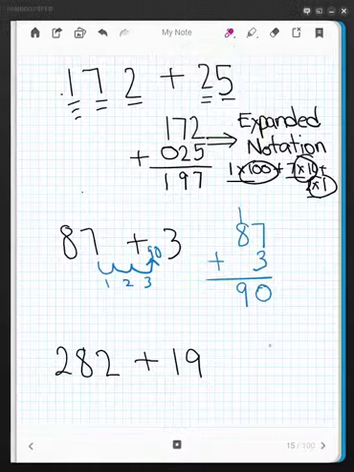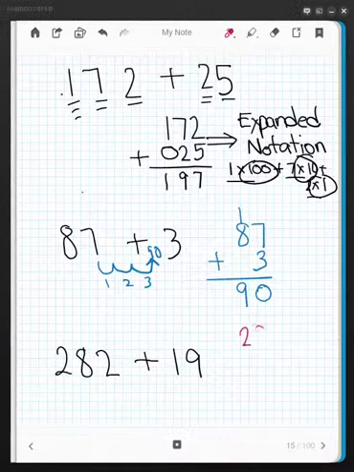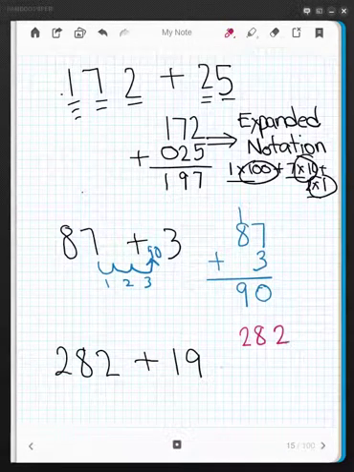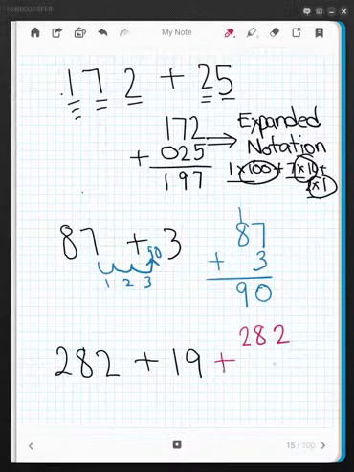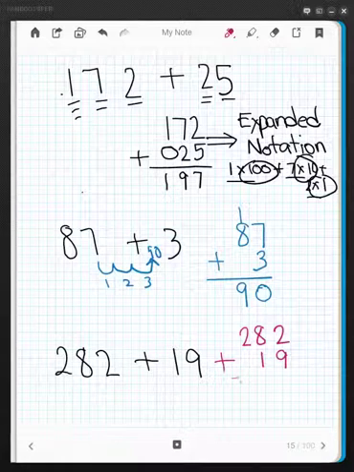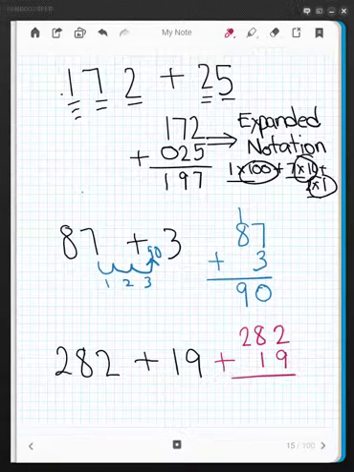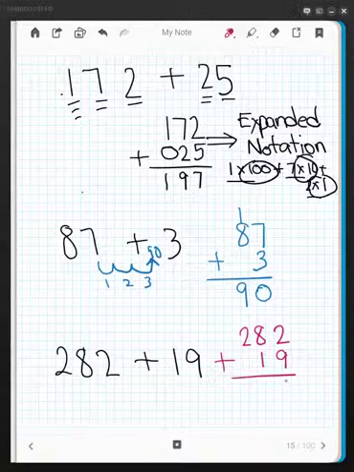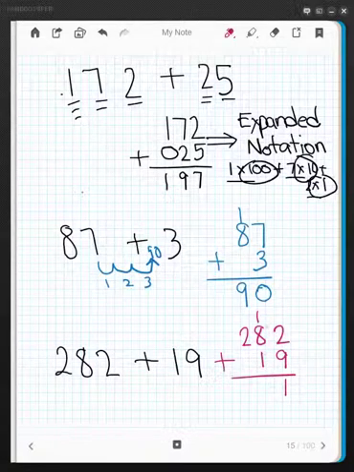Now the last one here, we have 282, which is the bigger number again, plus, and then 19, the 9 goes under the ones, the 1 goes under the tens, and now we'll add. 2 plus 9 is 11. Well, that's spilling over again, right? So we'll write the 1 of 11 that's in the ones place, and we'll write the 1 of 11 that's in the tens place in its proper tens place.